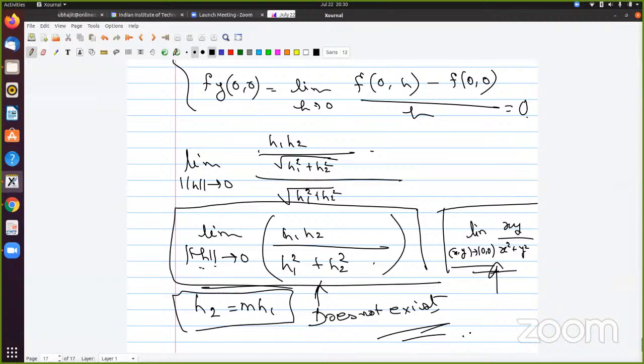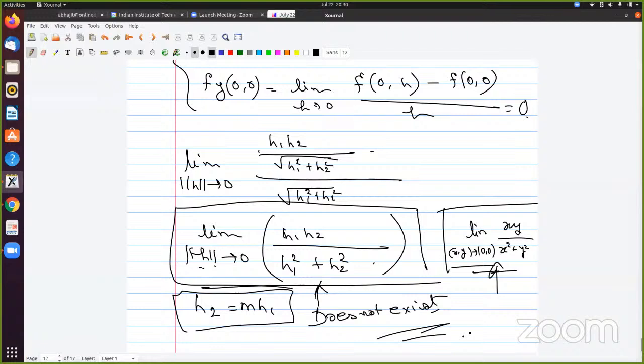Sir, anyone has any doubt on this? Hello, sir. In partial differentiation, H is a unit vector, or we can say H is a directional vector. But by the definition, H is not a directional vector. I mean, H is not a unit vector.